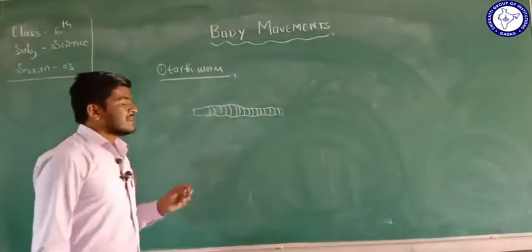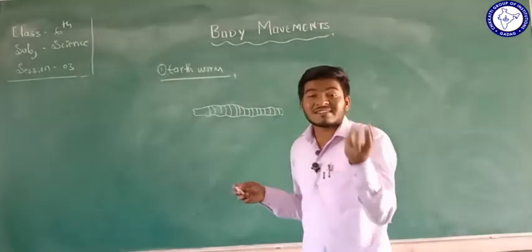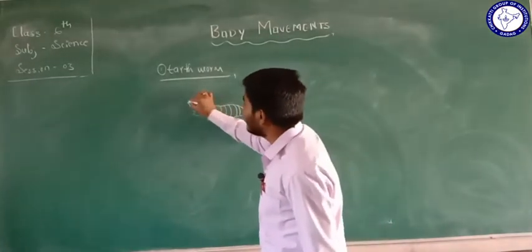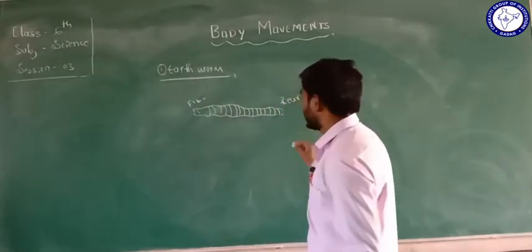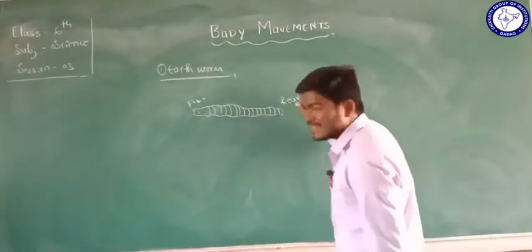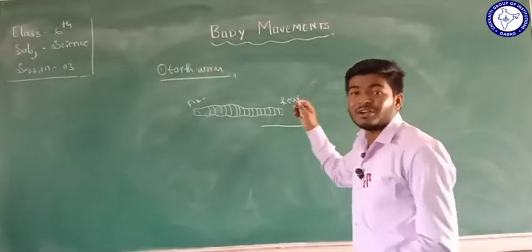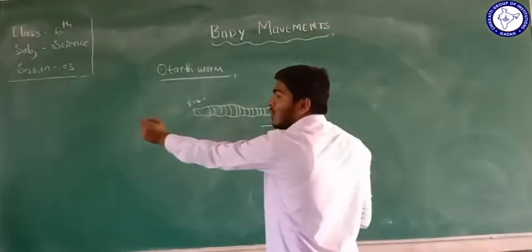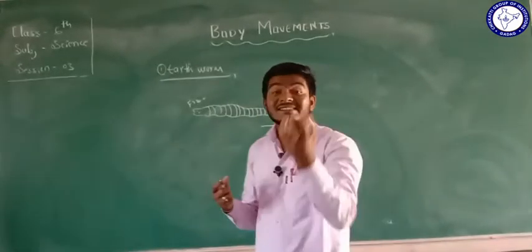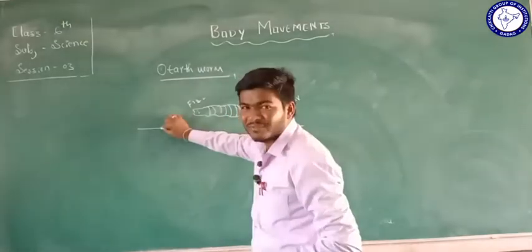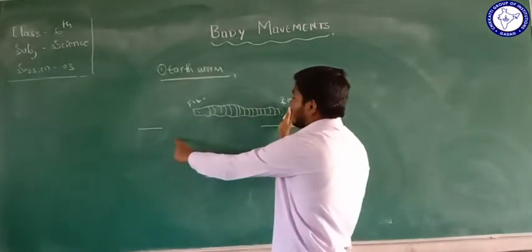What happens here? When it starts to move from one point to another, it sticks its rear end. I am taking this as the front end and this is the rear end. So first it sticks its rear end to the surface, earth surface or any surface, and it extends its body towards the front. Then it sticks its front body to the surface and it contracts its back body towards the front.